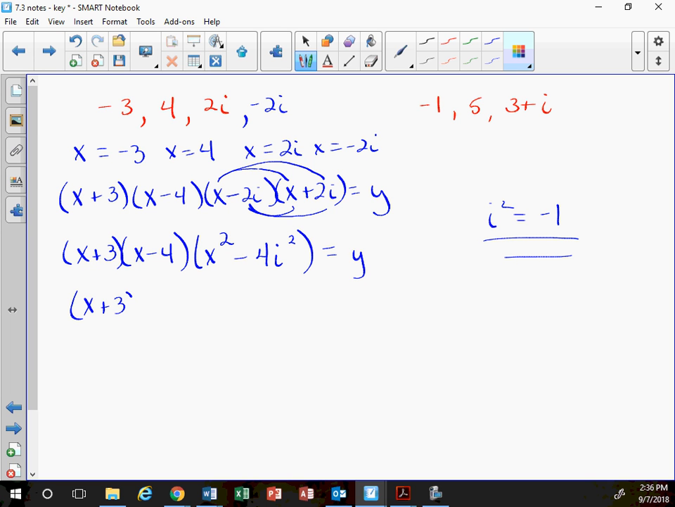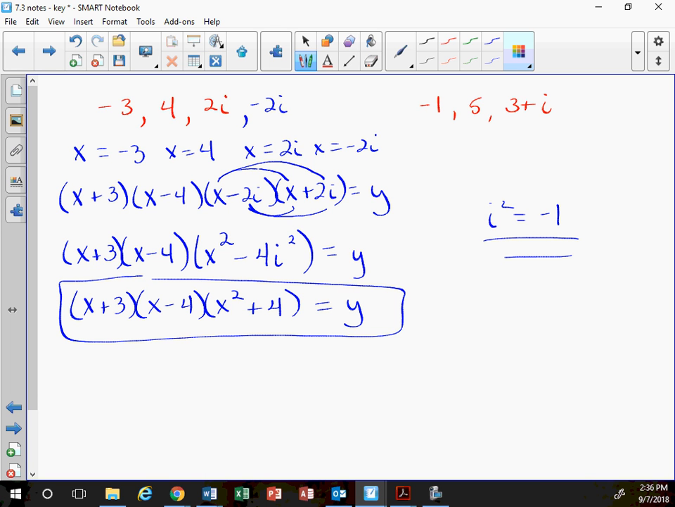That wasn't bad. So the negative 2ix and 2ix just cancel out each other. And then does everybody see how that becomes x squared plus 4? Because it's a negative 4 times a negative 1. That's what i squared is equal to. Yes? Okay. That's as far as you have to go with the multiplying.